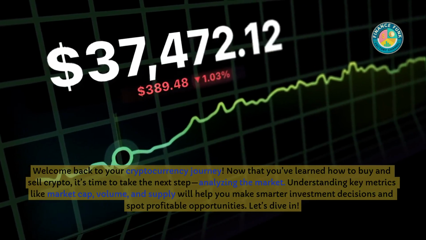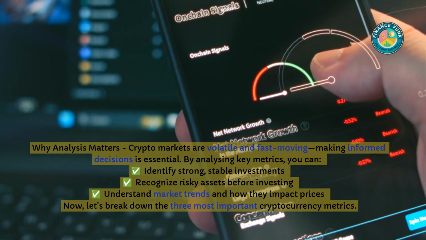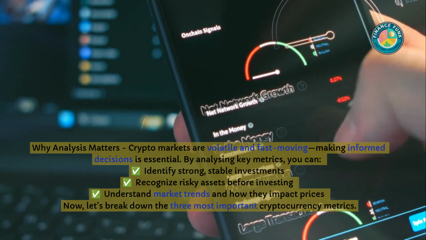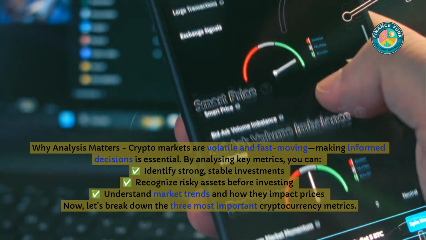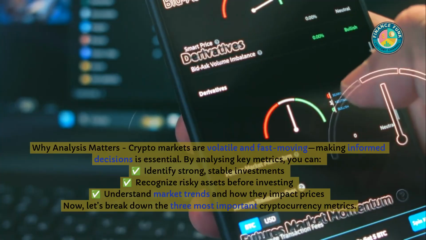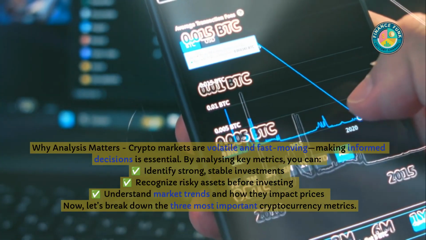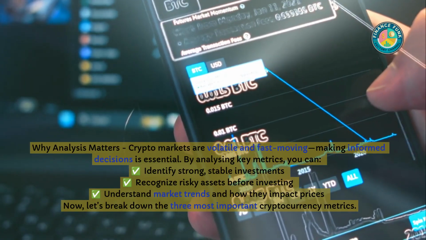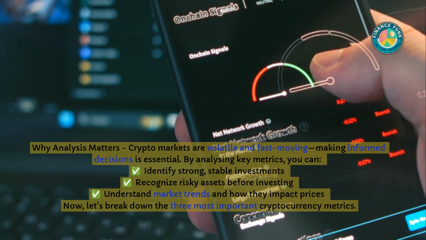Let's dive in. Why analysis matters. Crypto markets are volatile and fast-moving. Making informed decisions is essential. By analyzing key metrics, you can identify strong, stable investments, recognize risky assets before investing, and understand market trends and how they impact prices. Now, let's break down the three most important cryptocurrency metrics.